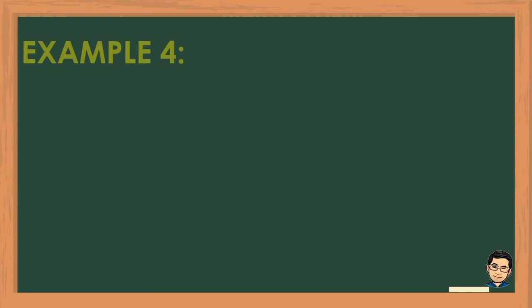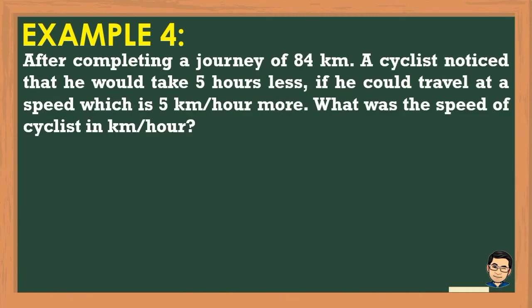So for example number 4, after completing a journey of 84 kilometers, a cyclist noticed that he would take 5 hours less if he could travel at a speed which is 5 km per hour more. What was the speed of cyclists in kilometer per hour?